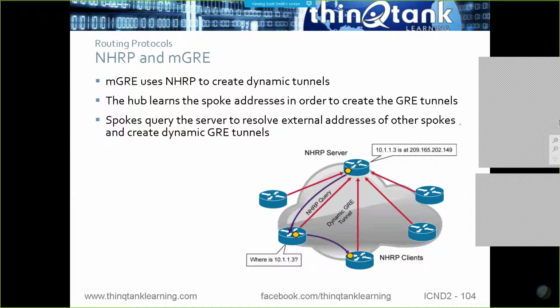So let's say the spoke on the left, down here where they have the little yellow dot, wants to go to the spoke to the right of it, and it wants to send a packet to 10.1.1.3. By the way, 10.1.1.3 would be the tunnel interface on the other spoke router, whereas 209.165 is the real IP, the public IP. And the tunnel interface is actually what is used as the next hop address for all of the routes that are learned by that spoke.